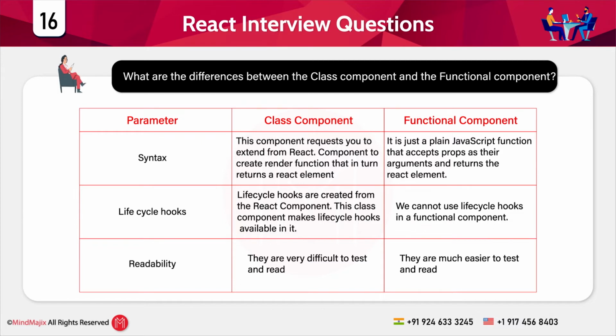So a class component has a render function that in turn creates a React element. If you talk about a functional component, it is nothing but a plain JavaScript function that accepts props as its argument and returns a React element.